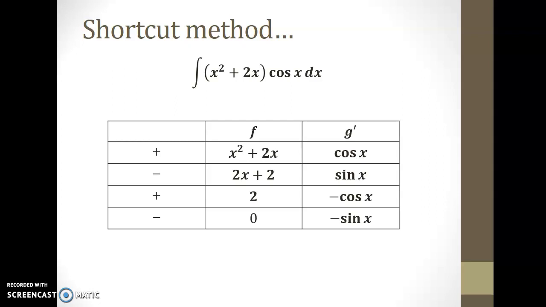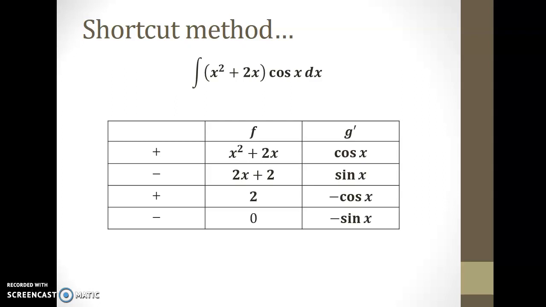You'll notice that in column f I've listed all the derivatives of f. So x squared plus 2x differentiated once becomes 2x plus 2, differentiated a second time becomes 2, and when we differentiate it a third time we get 0. At that point you can stop. As for g prime, which was cos of x initially, anti-differentiating it has made sine of x appear. Anti-differentiated again, minus cos of x. Anti-differentiated one last time becomes minus sine of x. We stop at the point where the derivatives of f become 0.